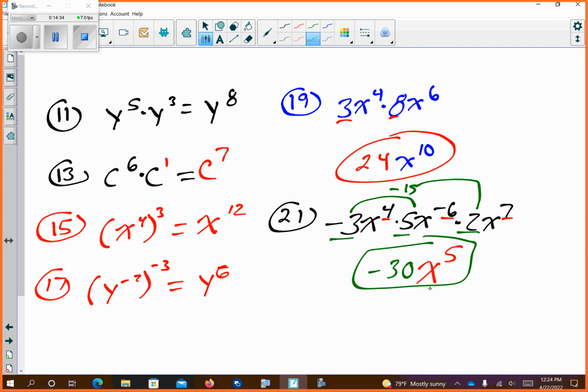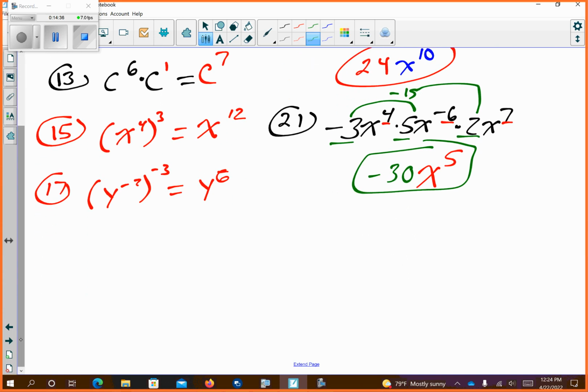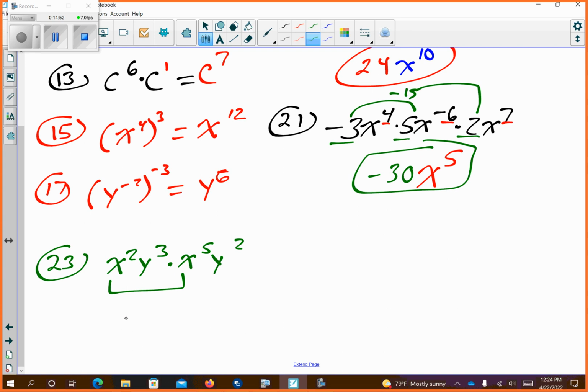Number 23. So it looks like we're multiplying some bases together. And if they're a like base, we add the exponent. So if I take care of the x's, what do I get? X to the 7th. If I take care of the y's, I get y to the 5. Done.